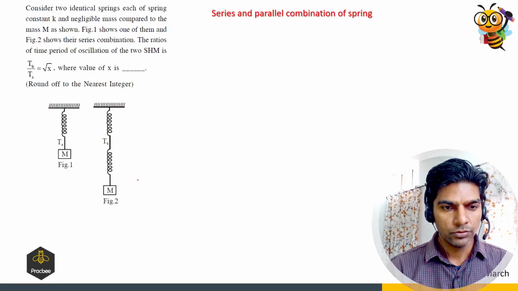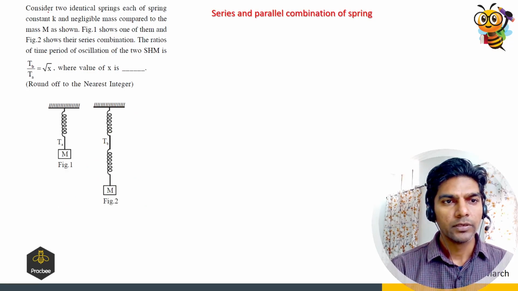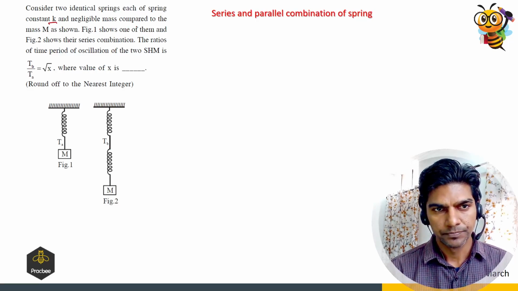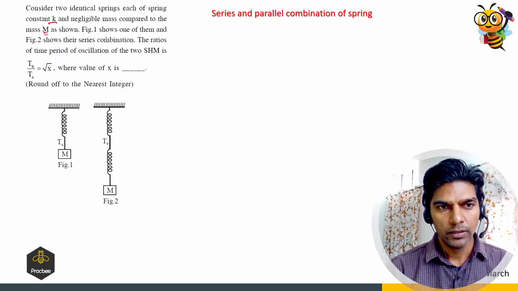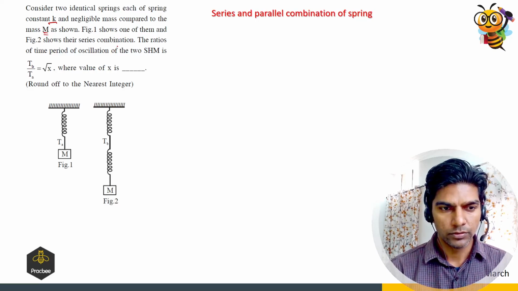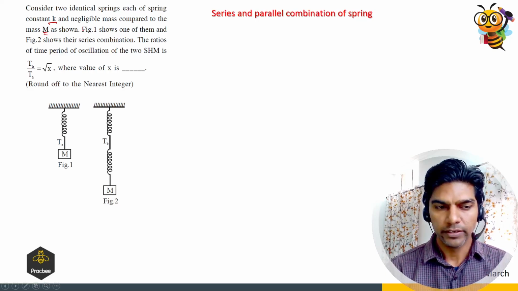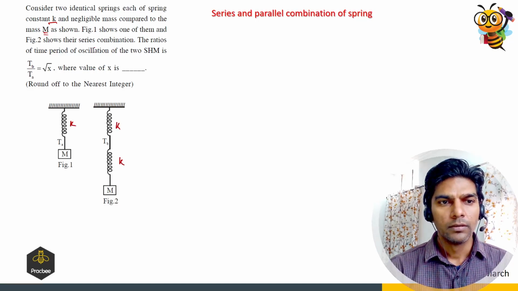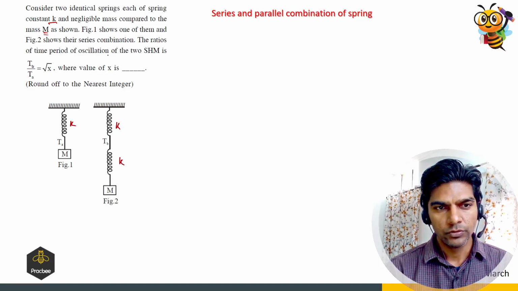Now let us see this question again. Consider two identical springs, each of spring constant K and negligible mass compared to the mass capital M. Figure 1 shows one of them and figure 2 shows their series combination. So we have two identical springs, right? If this is K, this is also K, this is also K. Now the ratio of the time period of oscillation of the two SHM is TB by TA, which is root x. What is the value of x?